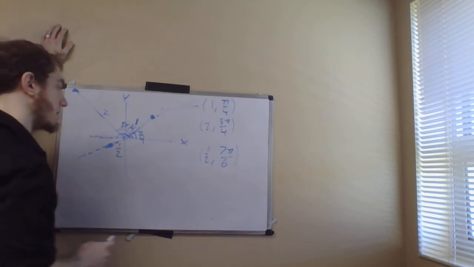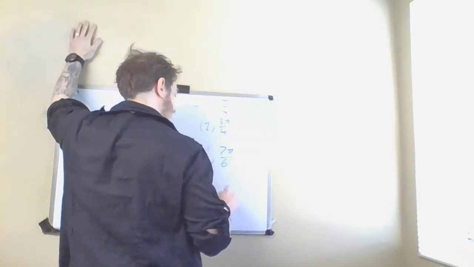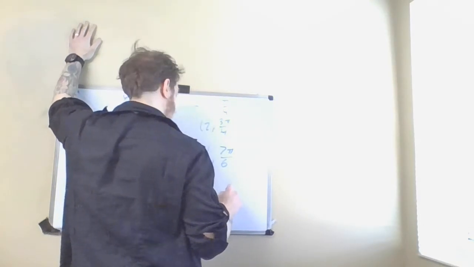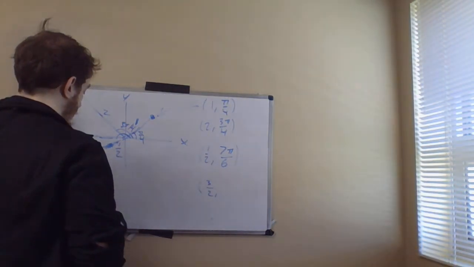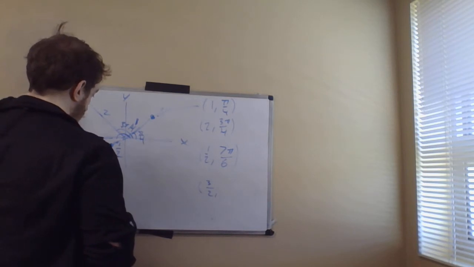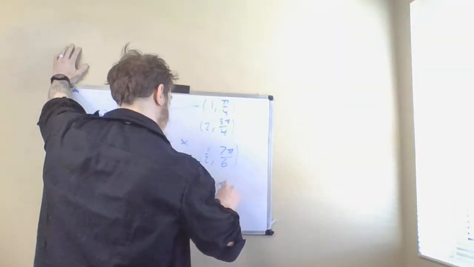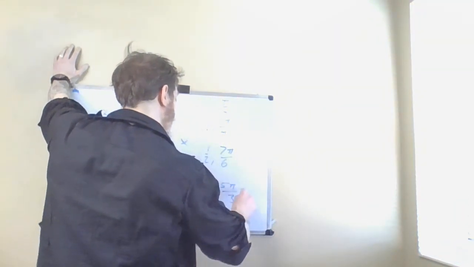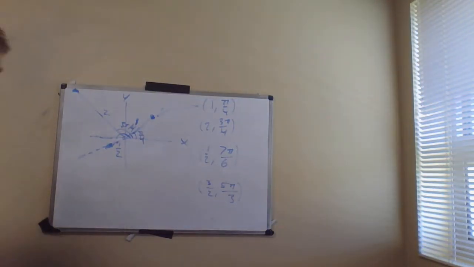What if we had something like the point (3/2, ...)? Let's suppose that for my angle, I want to do 5pi/3. So take a moment and see if you can find that.